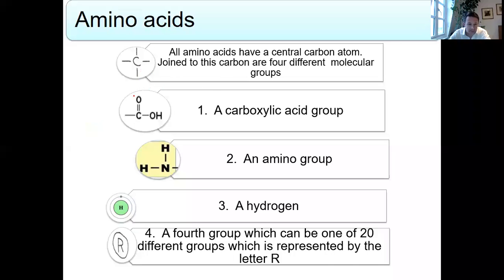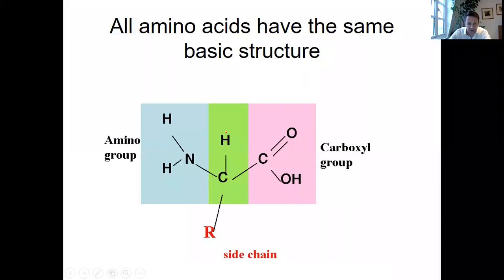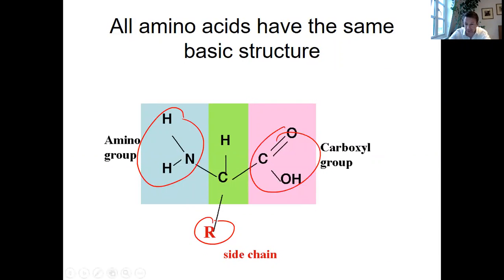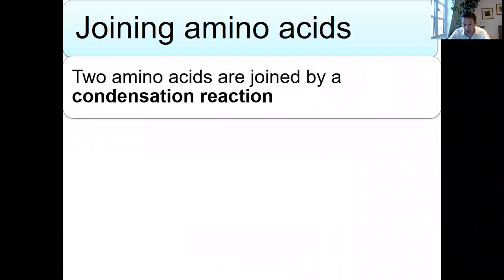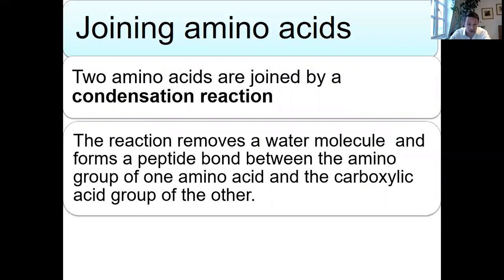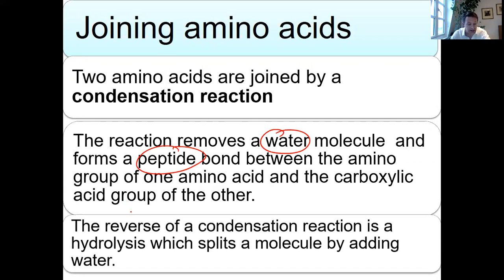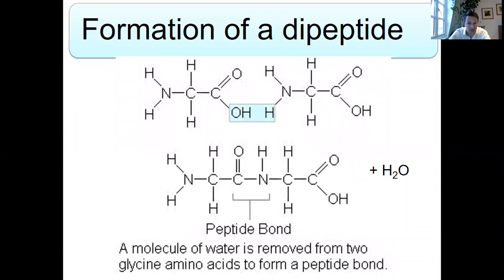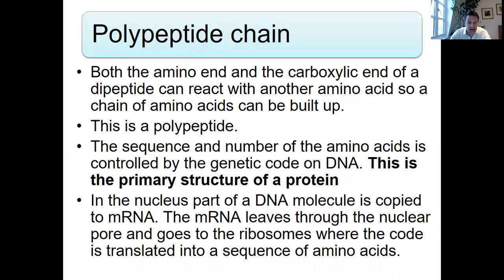So, we went through all of that. This is the basic structure: amine, carboxyl, R group, which is your side chain. Joining them together is a condensation reaction, forming water and forming a peptide bond, hence polypeptide, which is a protein. The reverse is hydrolysis, which splits the molecule by adding water. So here's formation. Now, you can keep joining things together to make a polypeptide.